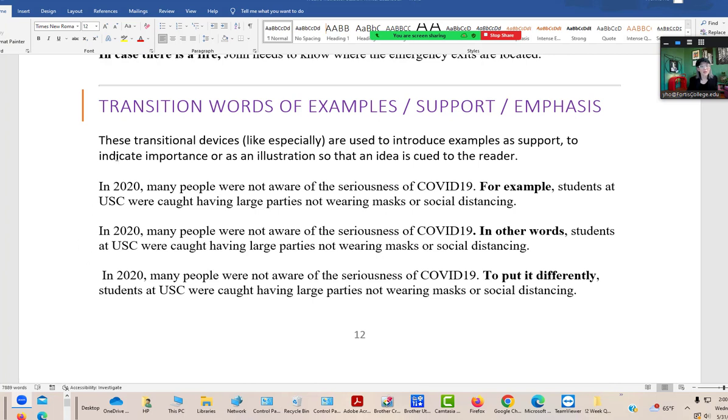And then transition words of support and emphasis, which is similar to different ways of saying and. In 2020, many people were not aware of the seriousness of COVID-19. For example, students at USC were caught having large parties, not wearing masks or social distancing. And so here you would have and. Okay, so instead of saying and, you will say for example. In other words, to put it differently. So these are all different ways of saying and.